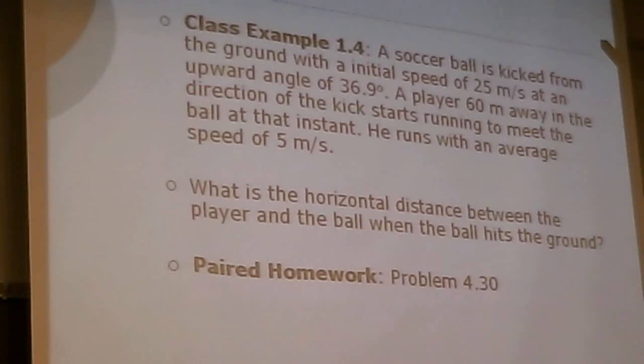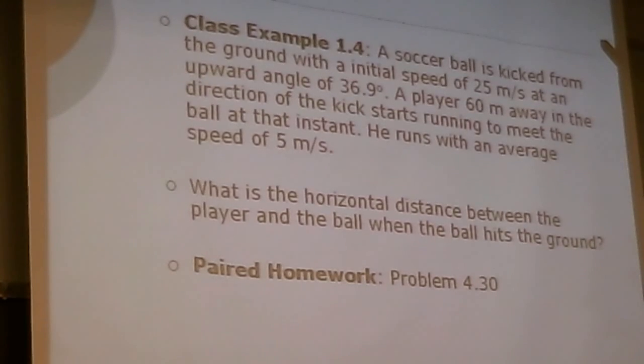This one provides you an example. The soccer ball is hit from the ground with an initial speed of 25 meters per second and an upward angle of 36.9 degrees. So here we are giving you the initial speed 25 and the initial angle 36.9. A player 6 meters away in the direction of the kick starts running to meet the ball at that instant. He runs with an average speed of 5 meters per second. So what is the horizontal distance between the player and the ball when the ball hits the ground?